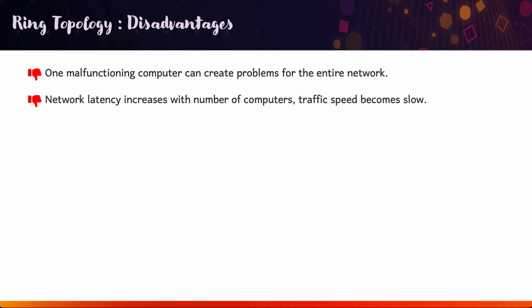As and when we add more computers, there are more computers to process the token, there are more computers to process the traffic, and therefore the overall network latency goes higher, right? More computers, slower throughput of the data, more latency. If we have cable issues, that also can disrupt the entire topology. Remember, this is again a shared medium. If there is a cable problem, then again we have a problem with the entire topology.